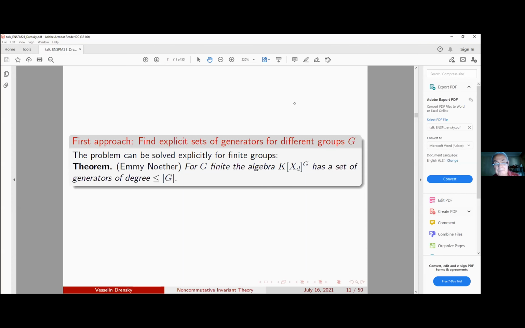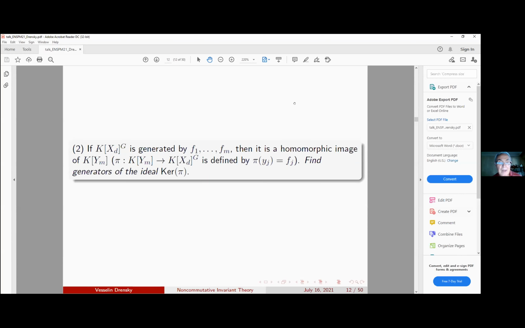by the number of elements of the group G. So there is a nice algorithm to find the generators explicitly; you can solve the problem by solving some systems of homogeneous linear equations. So this problem for finite groups is easy to solve. And the next question is, if the algebra of invariants is finitely generated, then it's a homomorphic image of the polynomial algebra, and you want to find the kernel. So you want to find the presentations of the algebra.